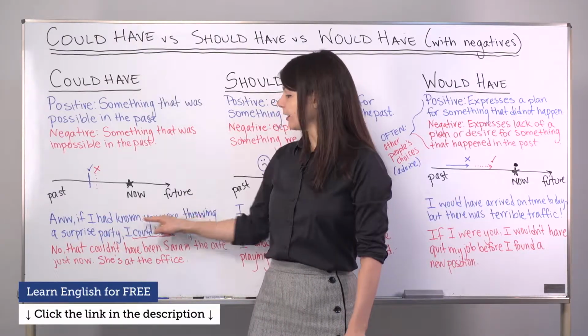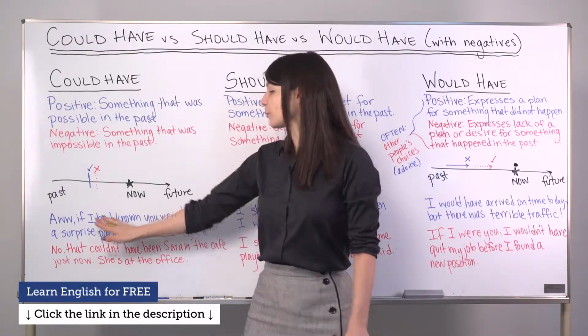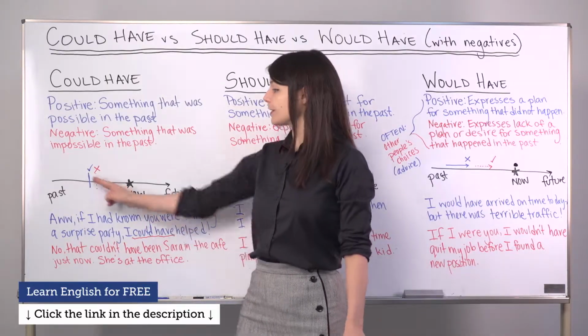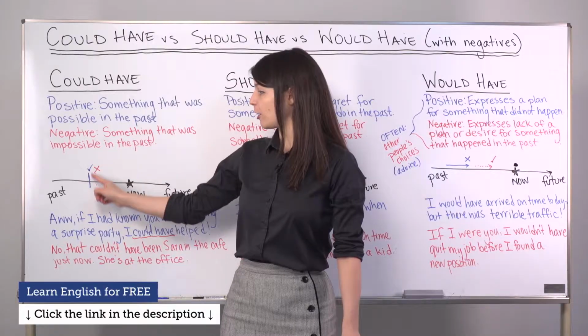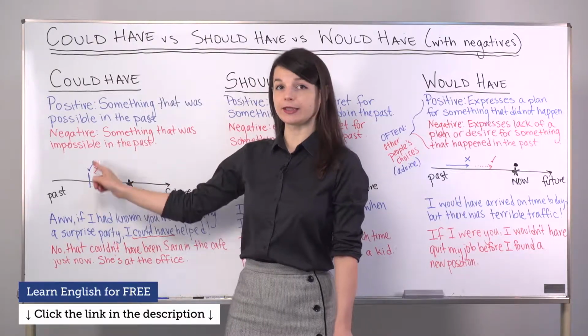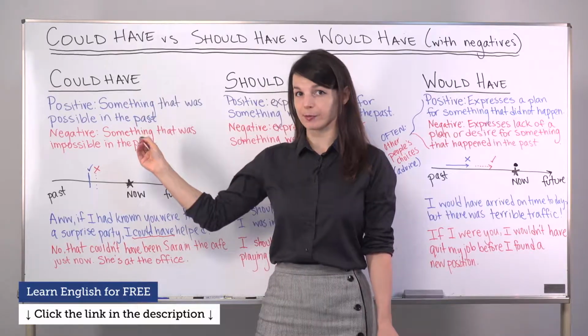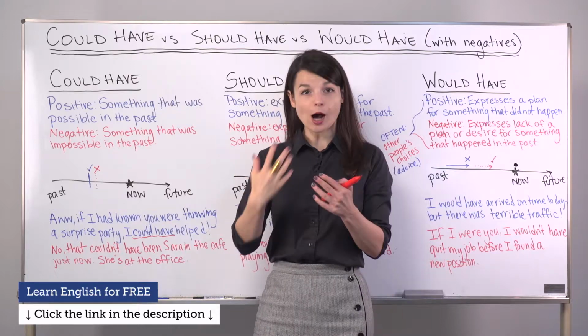In this case, the speaker did not know some information, and as a result, this action did not happen, but it was possible at a point in the past. The speaker could have helped. Helping was a possibility in the past. So we use could have to express that possibility. The negative form, however, expresses the opposite.